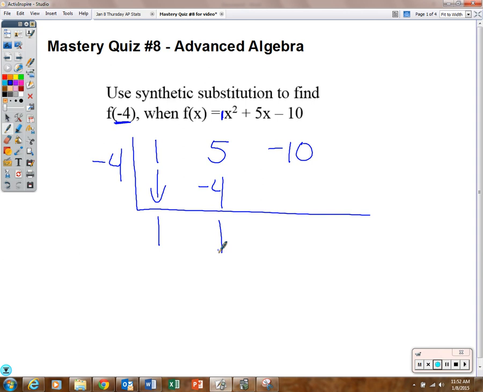Multiply negative 4 and that 1. So negative 4 times 1 again is negative 4. Write that underneath the negative 10. Add these two together and you get negative 14. That is our answer. So f of negative 4, when we put that negative 4 into that function, that's what we would end up with as our final answer. But this is a way to use synthetic substitution to find that answer.